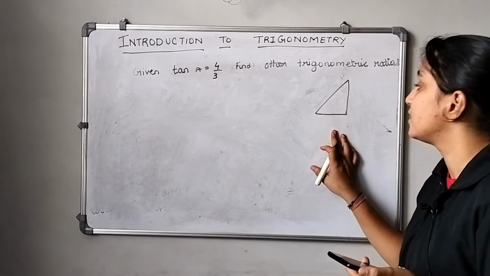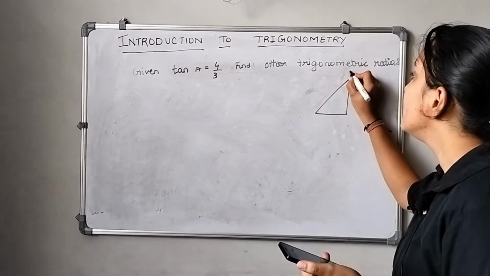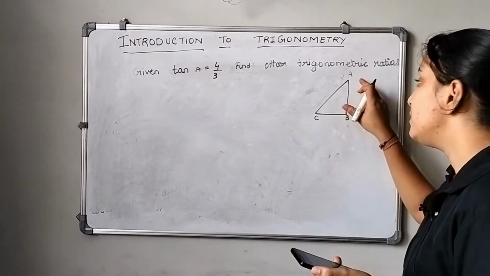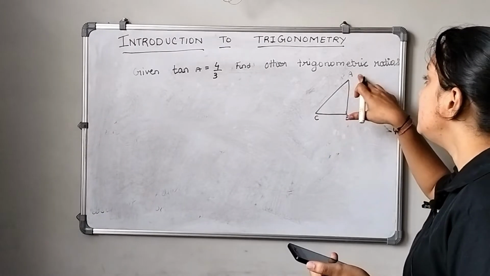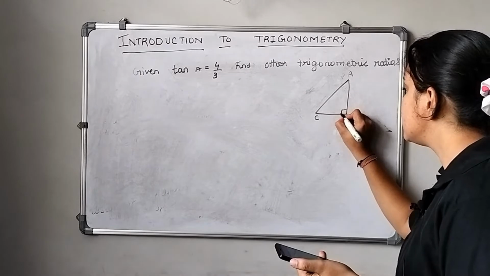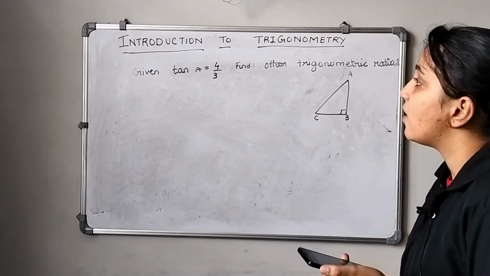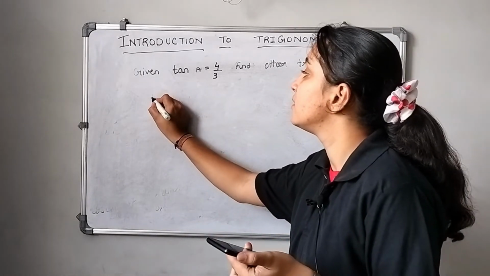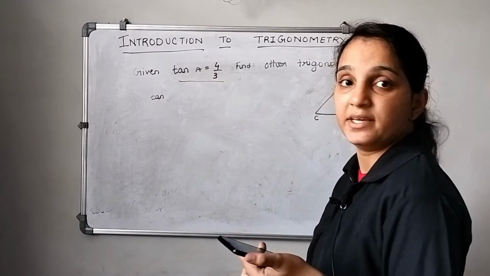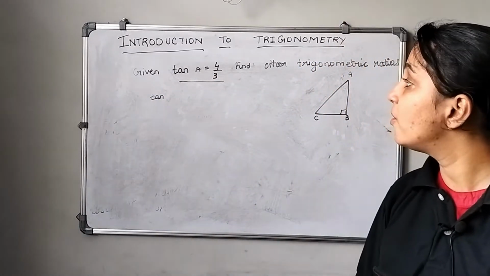If this is my triangle, I am going to name it A, B, C. You can name it anyhow, A, B, C or A, B, C. Okay, I am going to name it this way. This is my right angle triangle. Now, what is given? Tan of A is 4 upon 3.